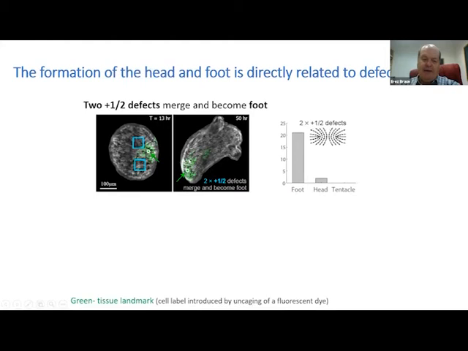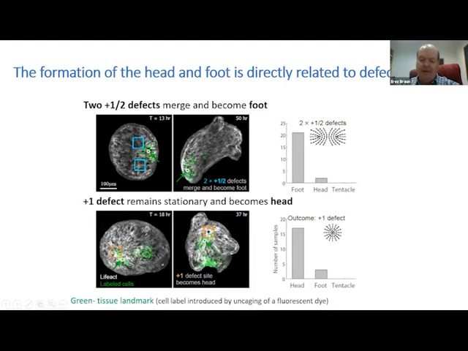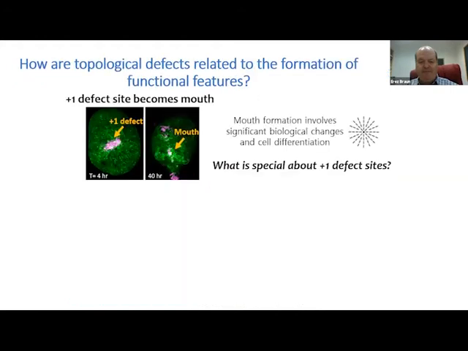And what we found out is that there is complete asymmetry. Two +1/2 defects that emerge early in the spheroid always become the foot, and the +1 that is completely stationary, the head is organized around it, and it survives as a +1 defect. So eventually you have two +1 defects by two different processes. One emerges very early and the other is the combination of two +1/2 defects.